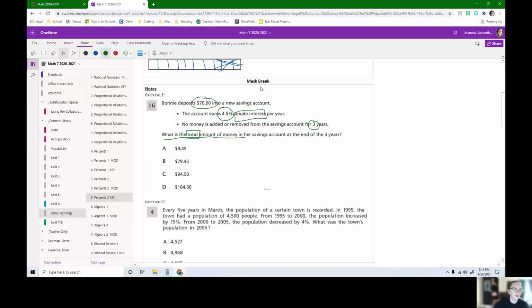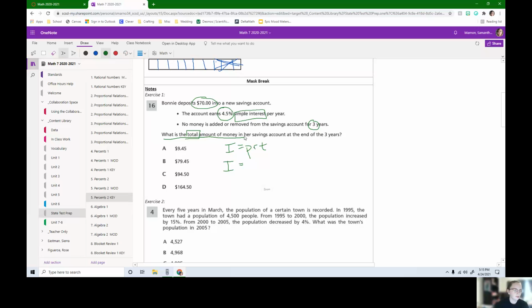Okay, if you needed a little bit of help, remember we did have our own separate equation for simple interest. It's I equals PRT. Interest equals the principal, the starting amount, times the rate, times the time. So the interest is the money that's earned on the account.